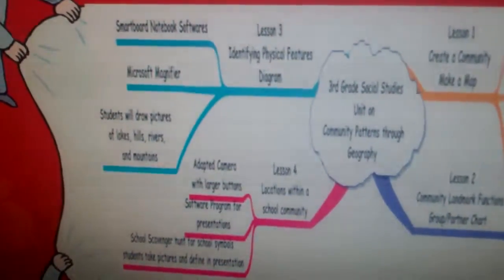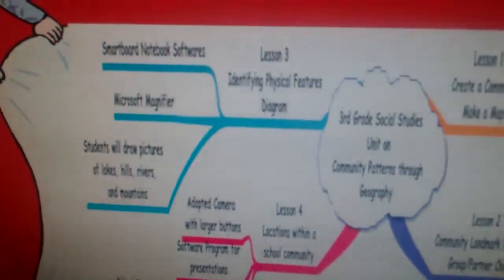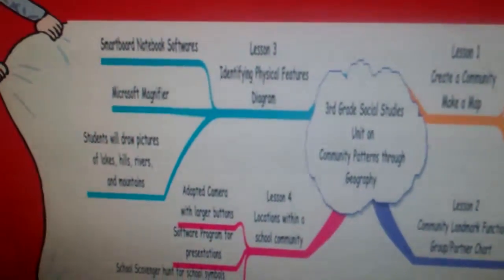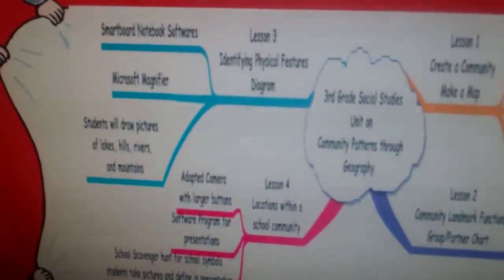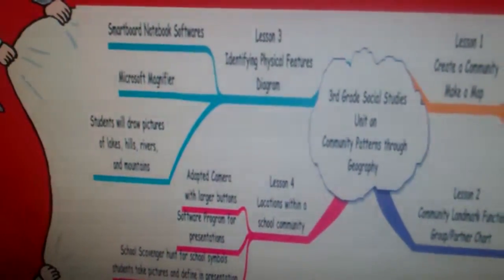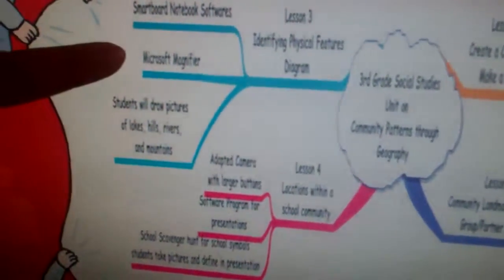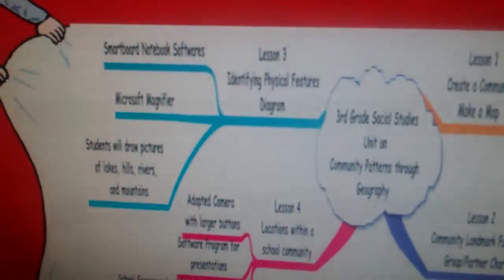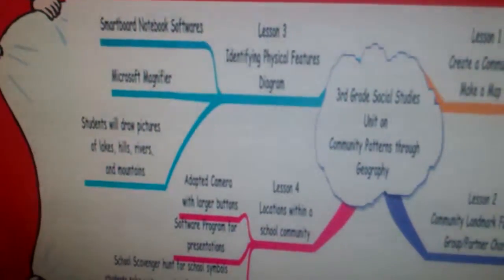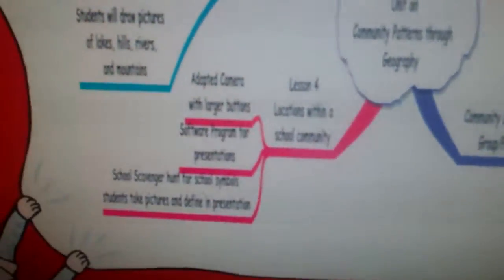Lesson number 3 is identifying physical features in a diagram. Lesson number 3 works along with lesson number 2 and talks about the physical characteristics or features of a place. They will be using smartboard notebook software to create a presentation talking about different physical features, and students with visual impairments may also be using Microsoft Magnifier. Students will draw pictures or take pictures and place them onto smart notebook software of lakes, hills, rivers, and mountains or other physical features. The last lesson is the culminating lesson, lesson number 4.